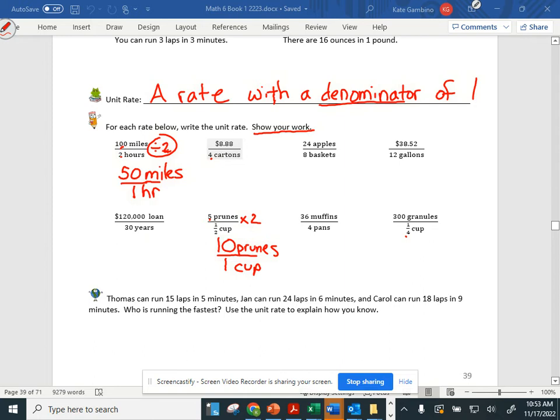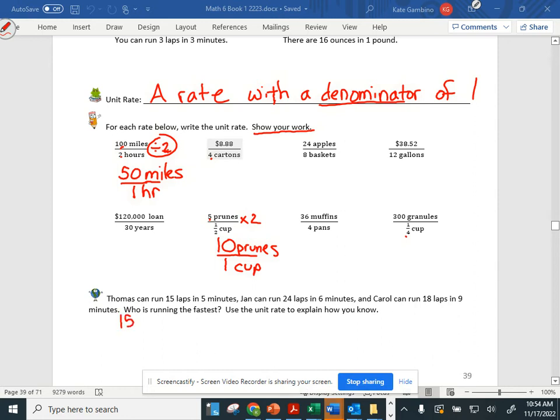So, most important thing with the unit rate, denominator of 1. We do have a word problem at the bottom. Word problems seem scary at first. Slow it down and think about what you know. Think about what we're working on. Thomas can run 15 laps in 5 minutes. That's a rate. So the first thing I would do is change that to look like my rate.